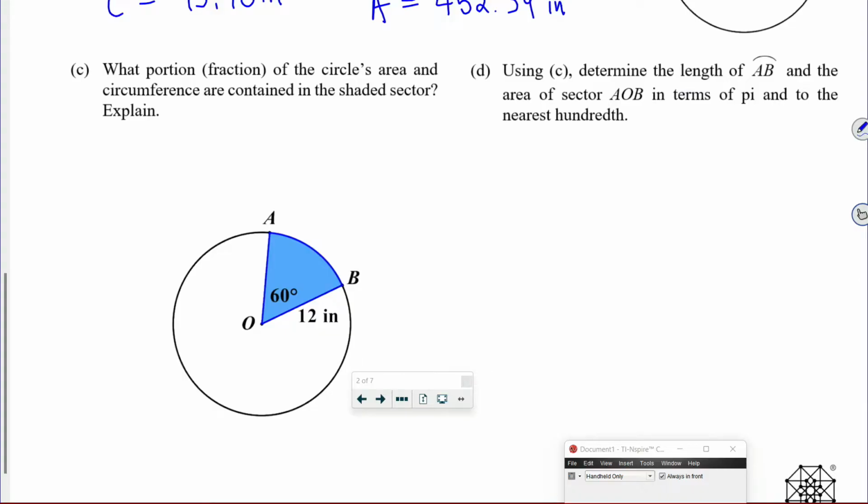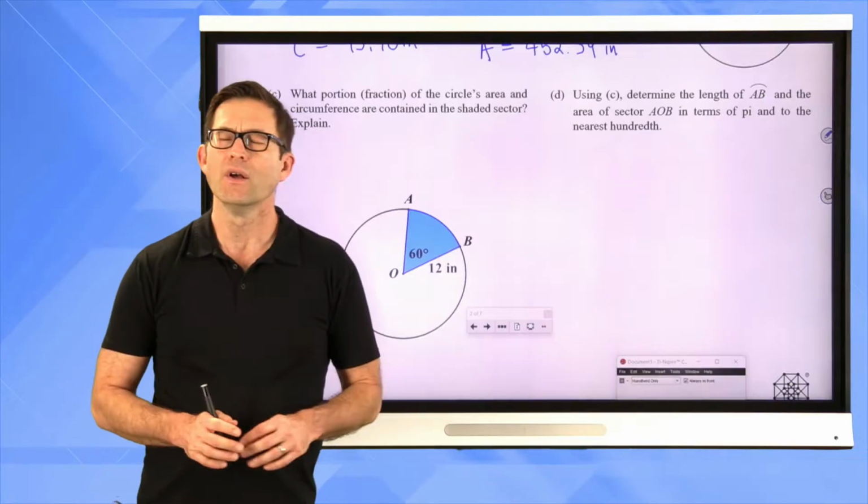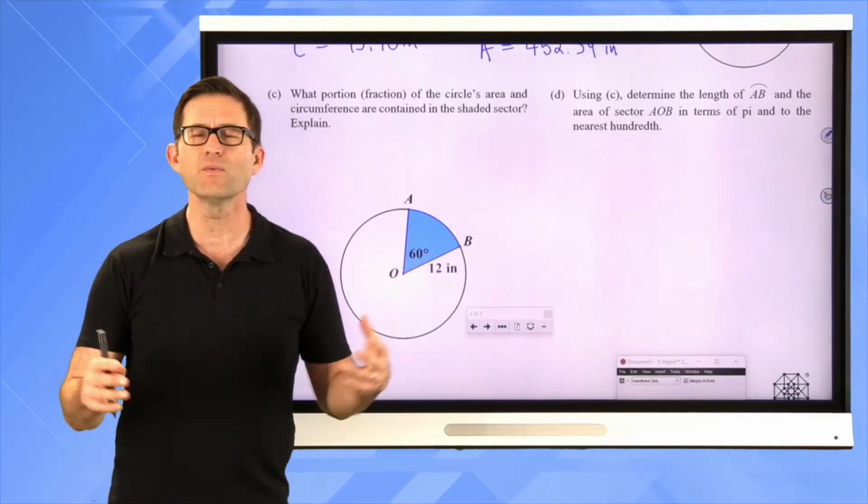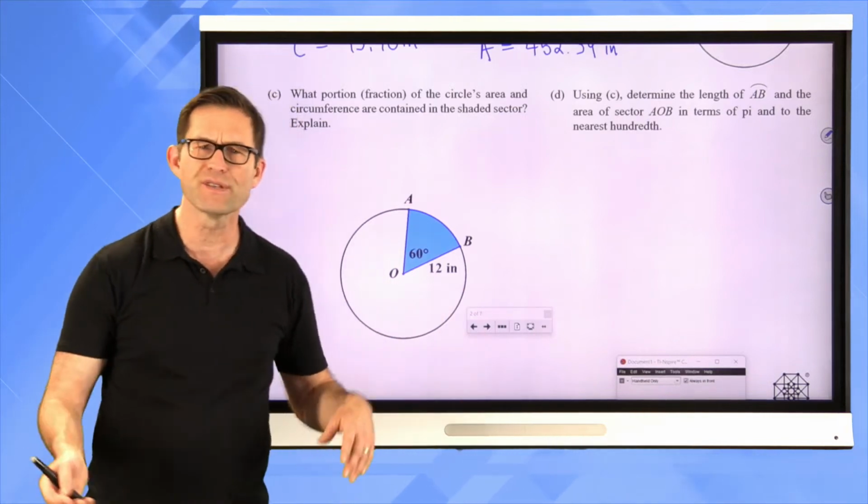What portion or fraction of the circle's area and circumference are contained in the shaded sector? Explain. So I don't want to know what the area is. I don't want to know what the arc length is. I just want to know what fraction. Is it 2/3? Is it 1/2?